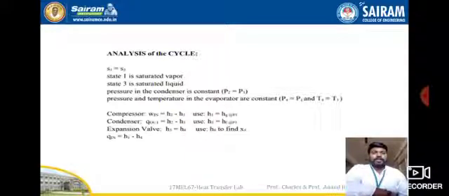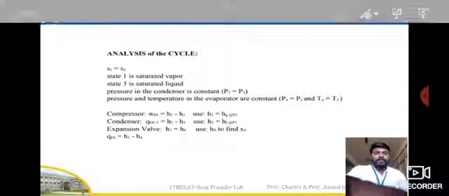Pressure in the condenser, that is P2 is equal to P3, and pressure and temperature in the evaporator are constant. P4 is equal to P1 and T4 is equal to T1. So these four things are to be taken into consideration while doing the calculation part. All these things can be seen in the previous slide, the diagram we have seen, right?